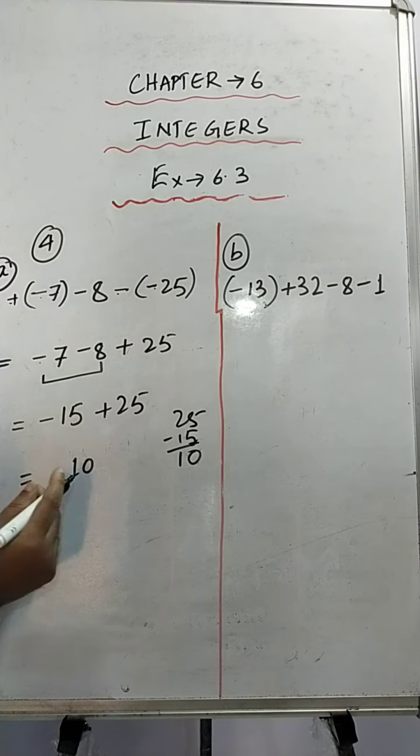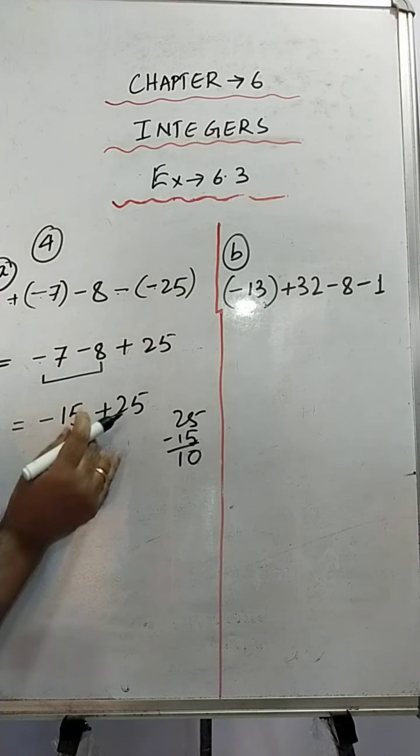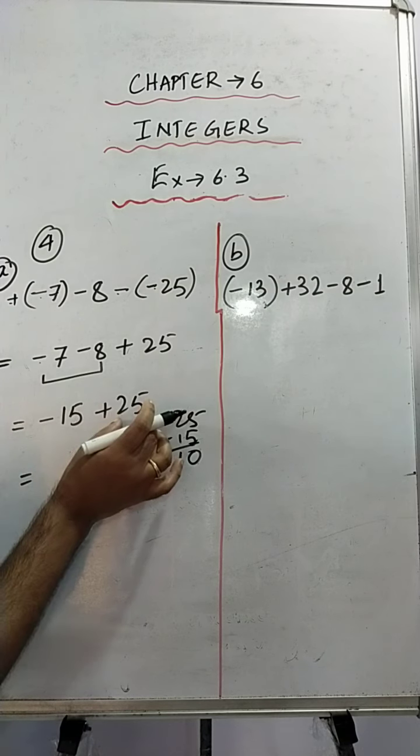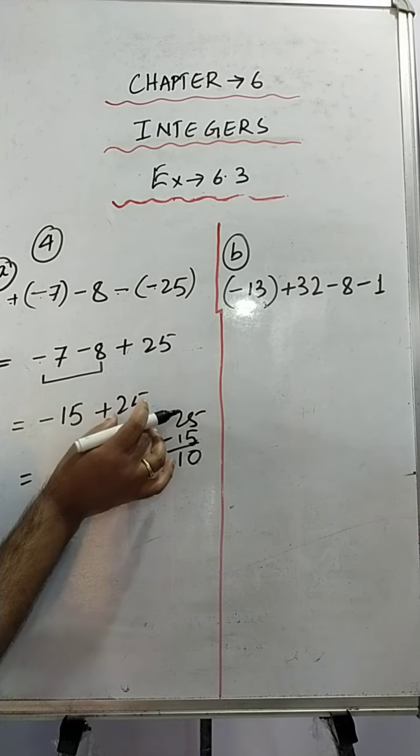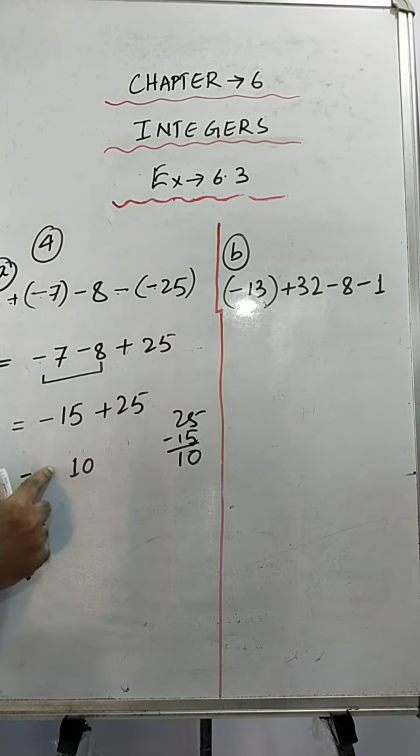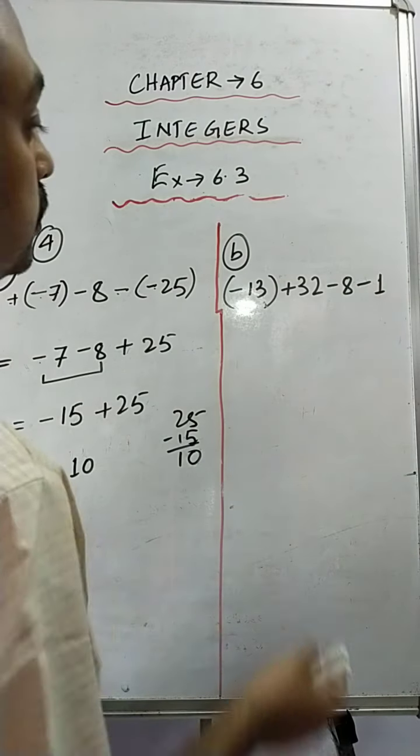So 10. Now, which sign do we have to put here? For that, we have to see which number is greater. So 25 is greater and it is carrying what sign? Plus. So it will be plus only. Okay. So let's move on to sum number B.